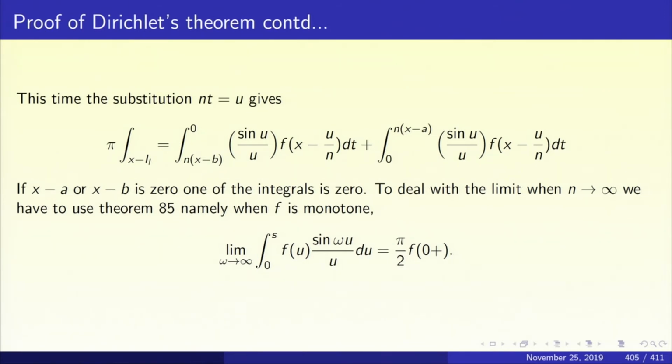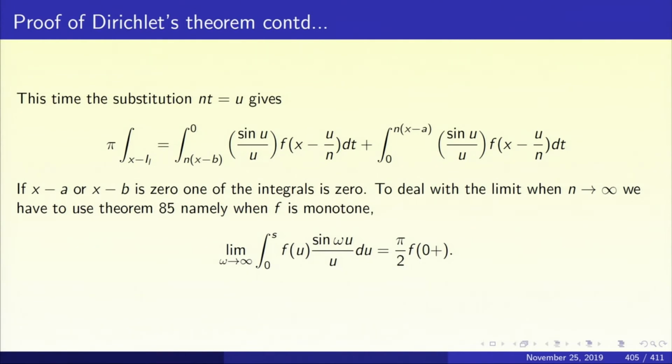If x minus a is 0, then the second one will drop out. If x minus b is 0, the first one will drop out. There is no point in writing those integrals. So now we need to deal with this as limit as n goes to infinity. So we have to use theorem 85.